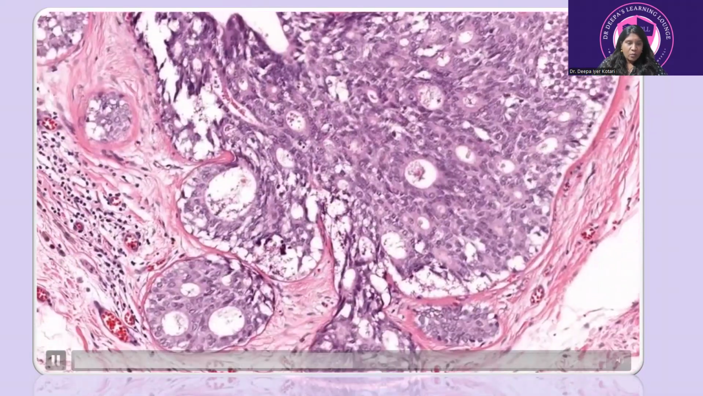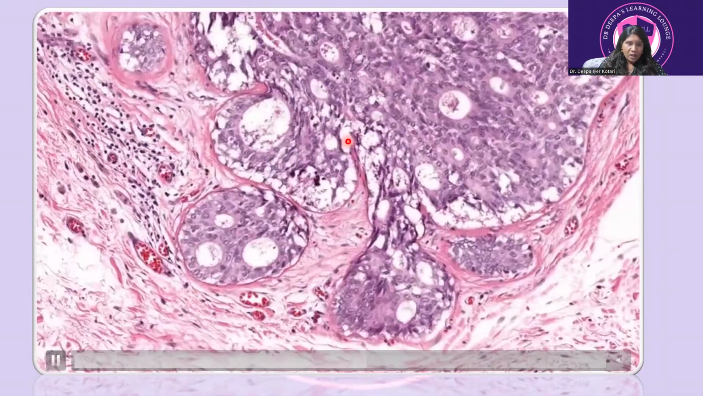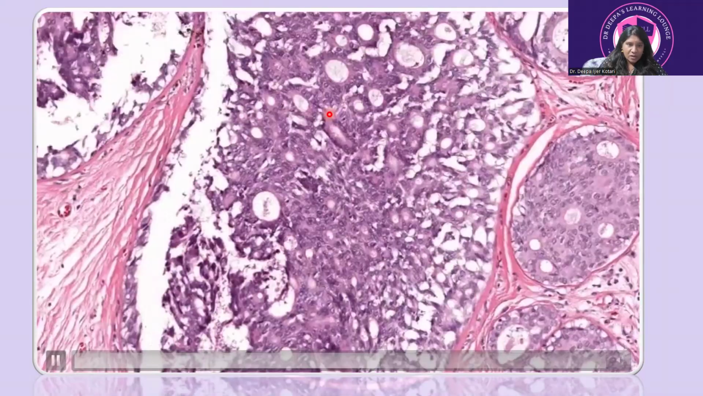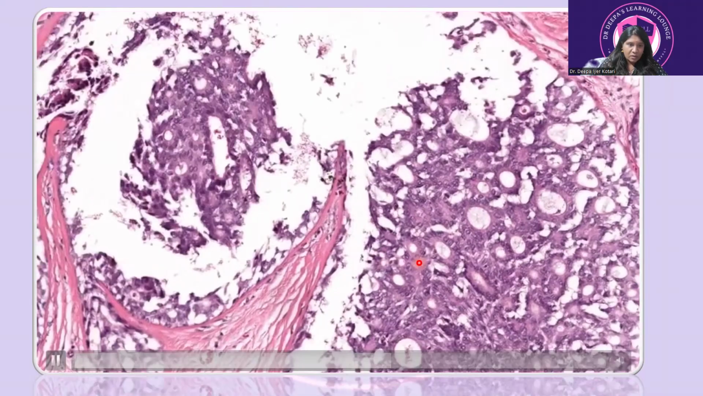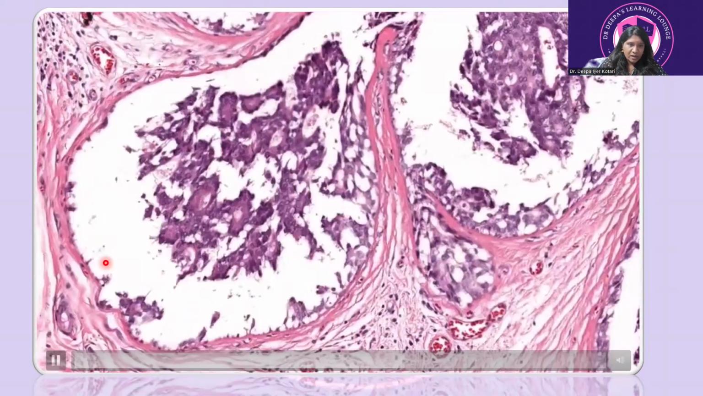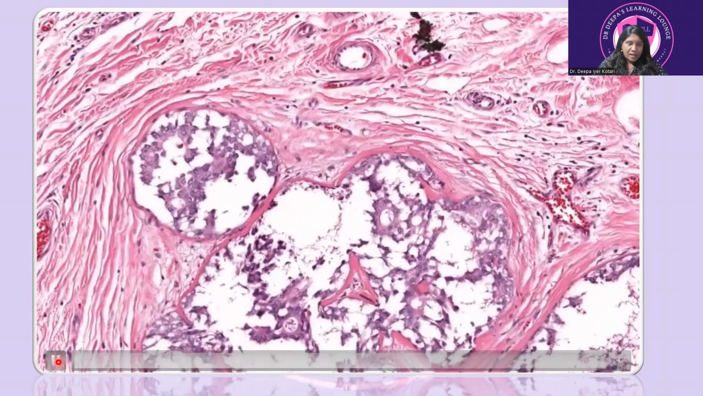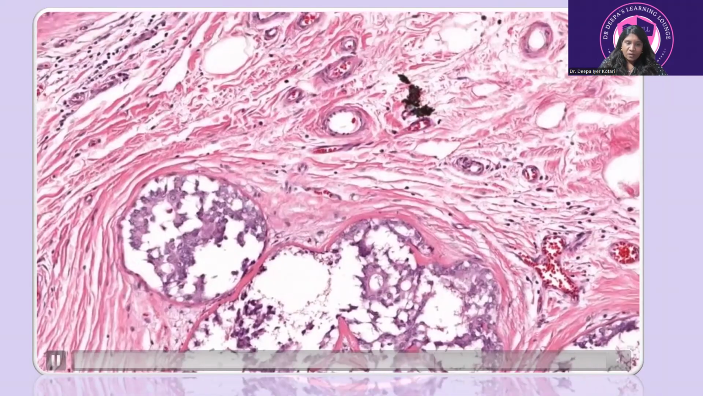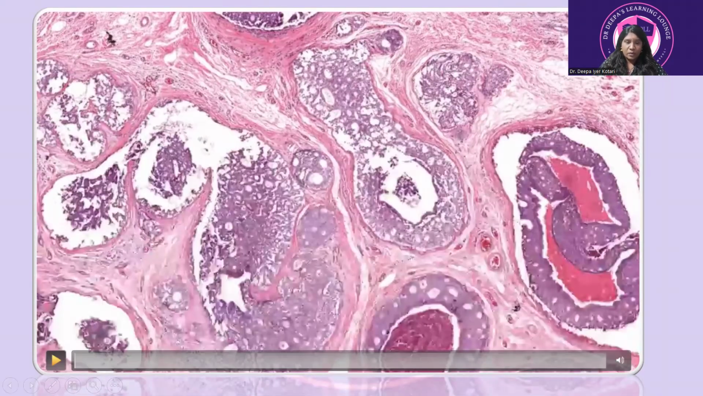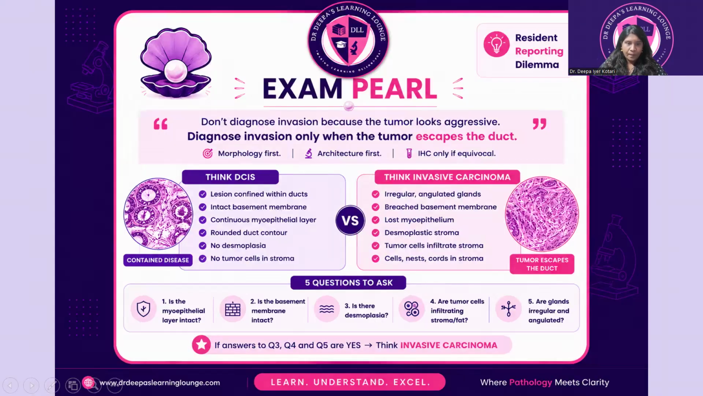Okay. So I hope both my slides are clear. You're able to see even in this, there's nicely a breach. There's a mushrooming around beyond the architecture of the duct. There is clear invasion right around. So this is classical of an invasive carcinoma. So I hope I made the difference clear to you.